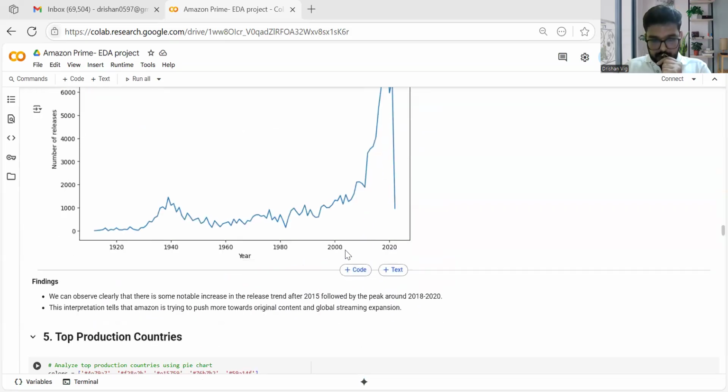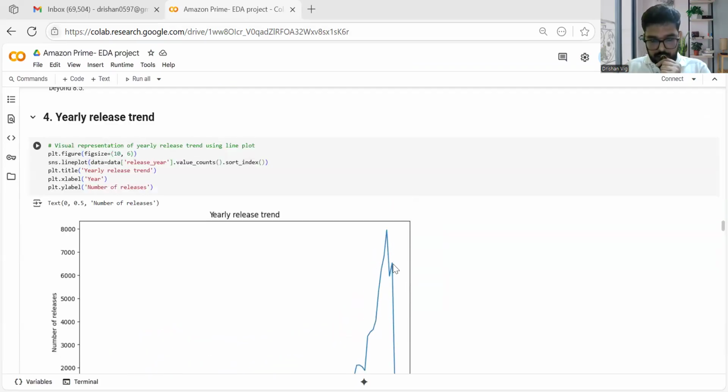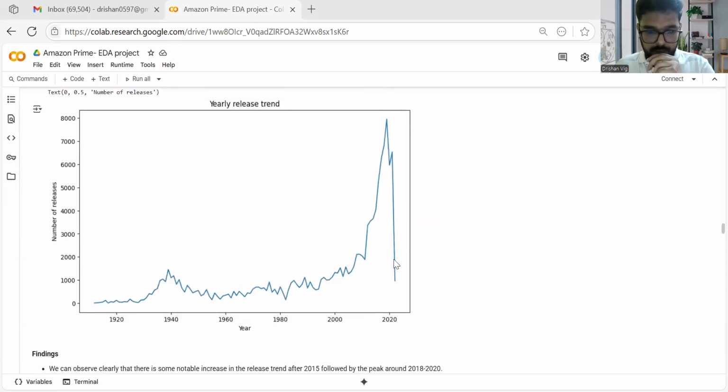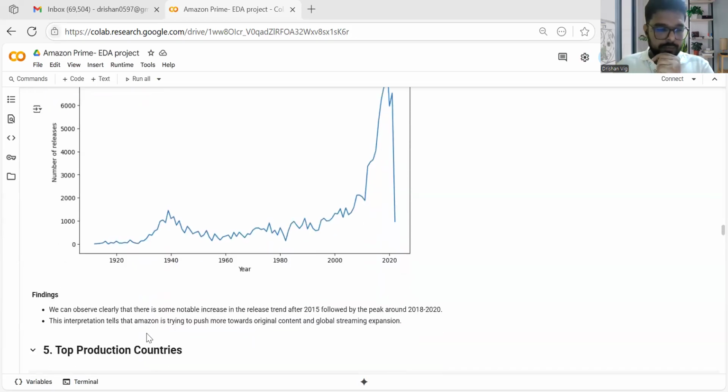After 2015 there's a peak, and then there's another peak at 2020, slightly higher, and then it goes down. So we can simply state that most of the movies were released after 2015, with the peak in the period of 2018 to 2020.